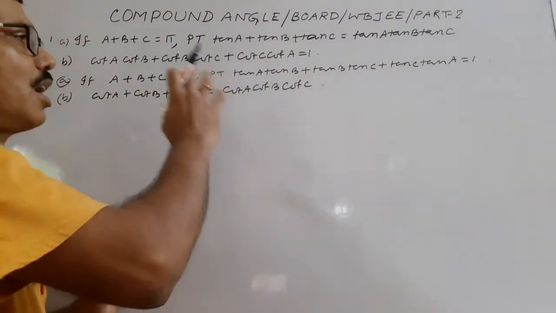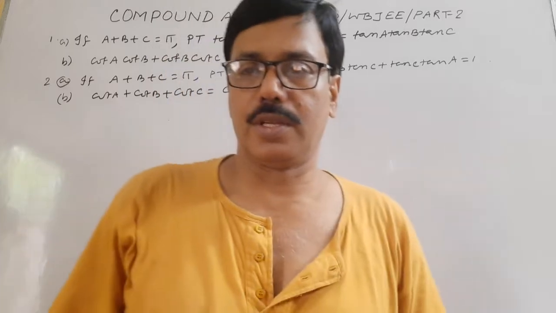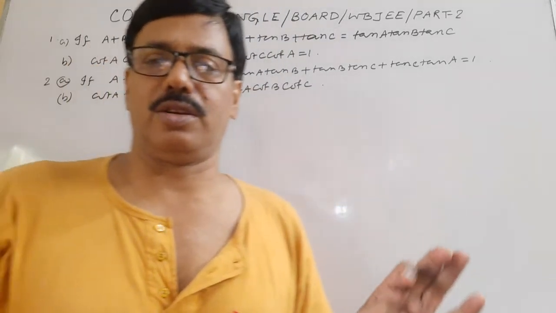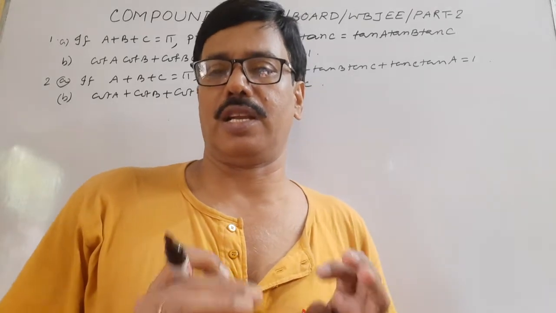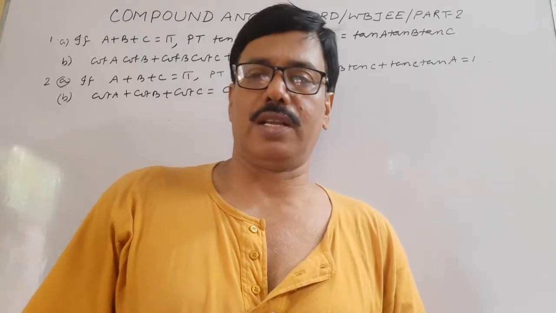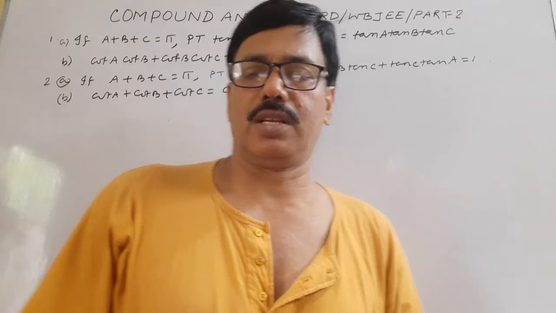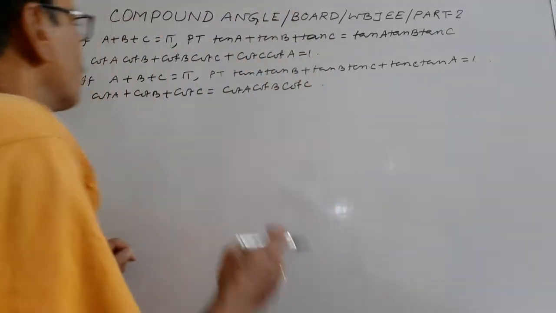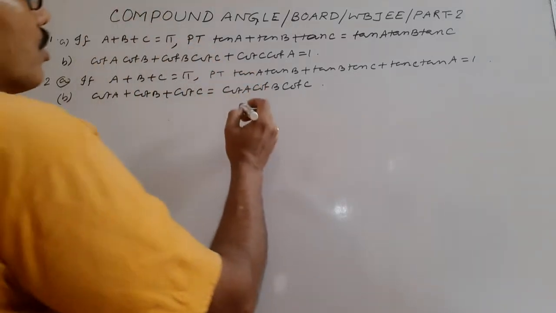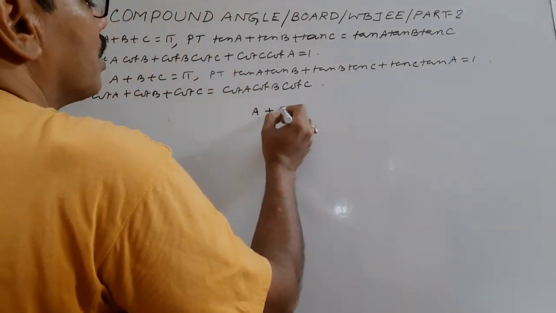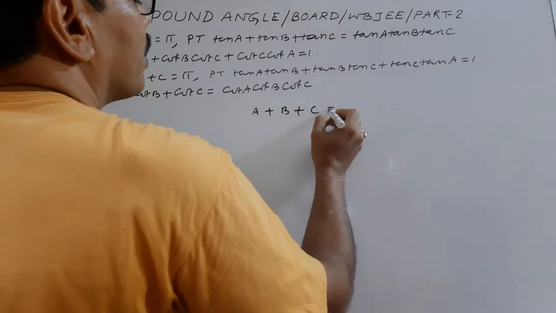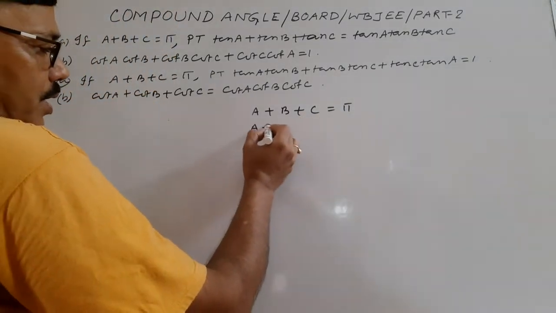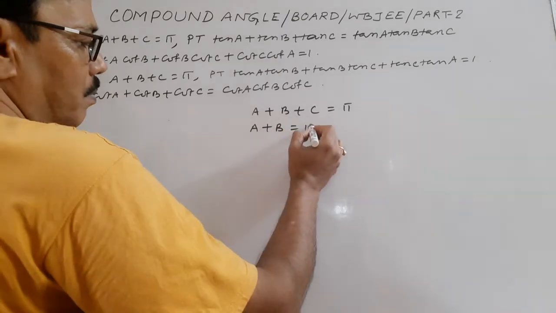For this type of problem, it will be simple if we start with the given relation. We do not consider LHS or RHS. We start with the given relation. So what is your given relation? Look, A + B + C = π. Now what is A + B? π − C.